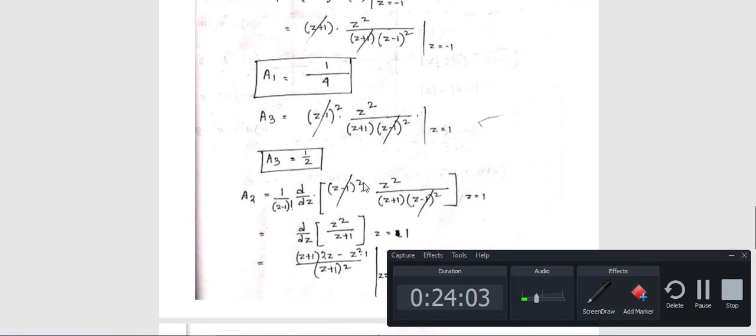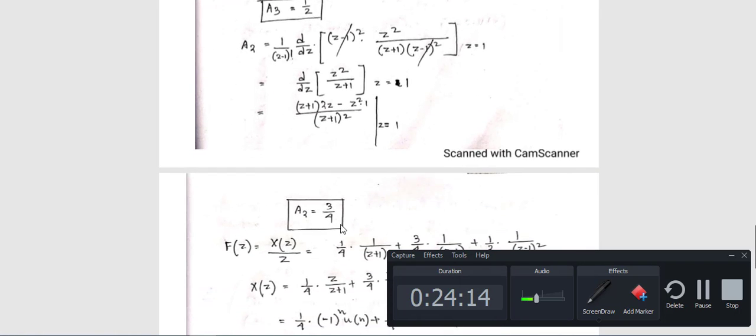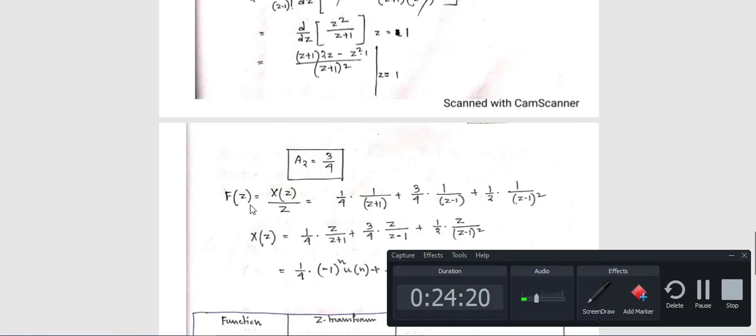Okay, so (z minus 1) whole square into f of z at z equal to 1. In this process, if you calculate the value, after that you have to perform one differentiation. So you will get a2 equal to what? a2 is equal to 3 by 4. Now put the value, that is f of z equal to Xz by z, just put down this.